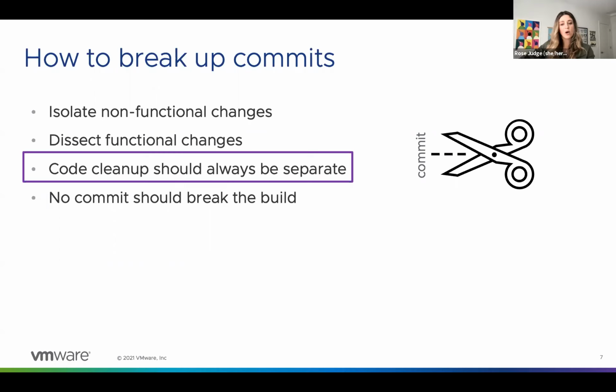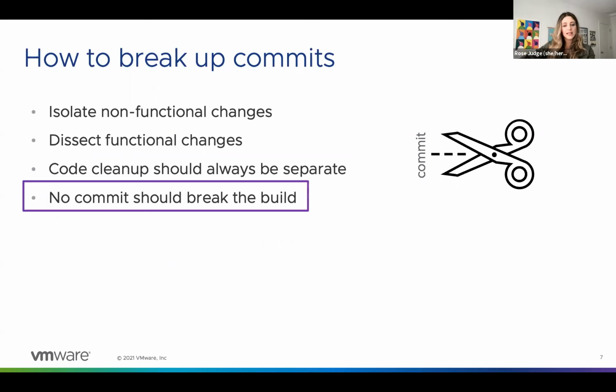So oftentimes code cleanup will occur in parallel with new functionality or new features, but the cleanup itself should still be a separate commit from the feature implementation. And then my last note on breaking up your commits is that none of them should break the build, which just means that at each commit, the code should compile.